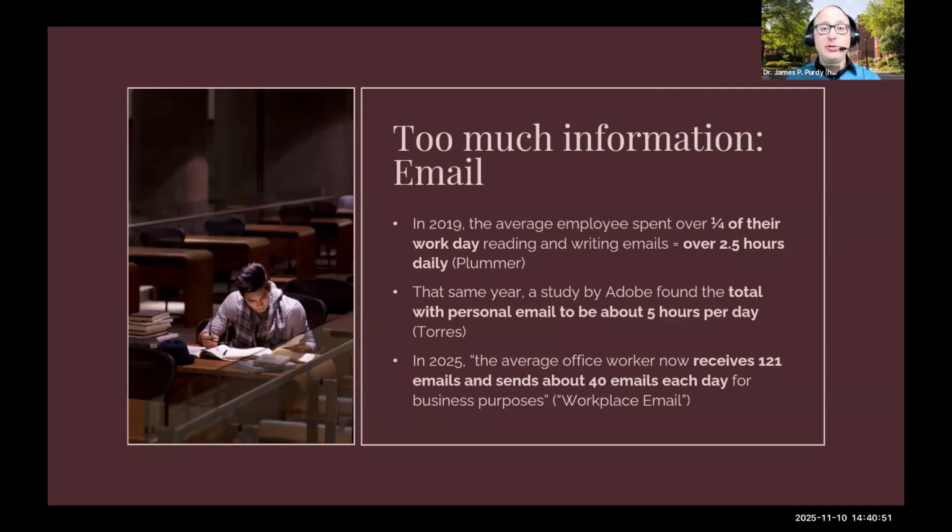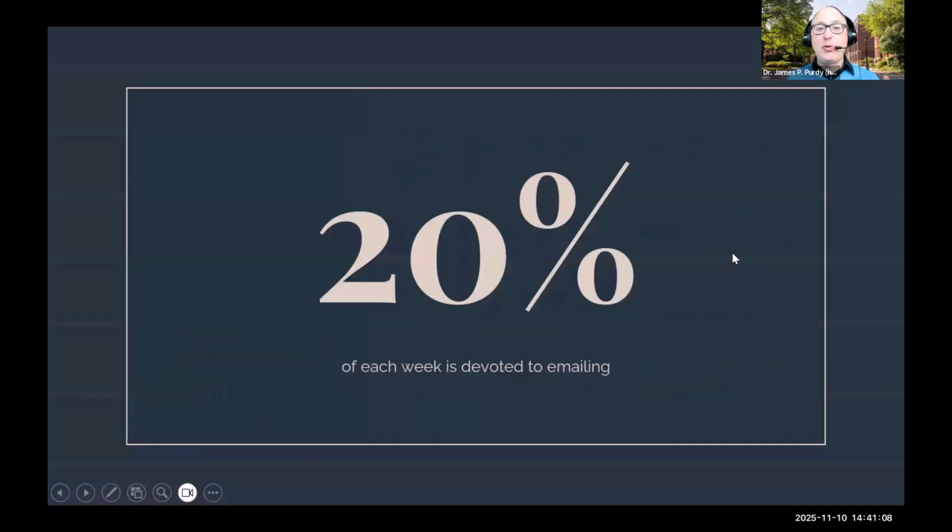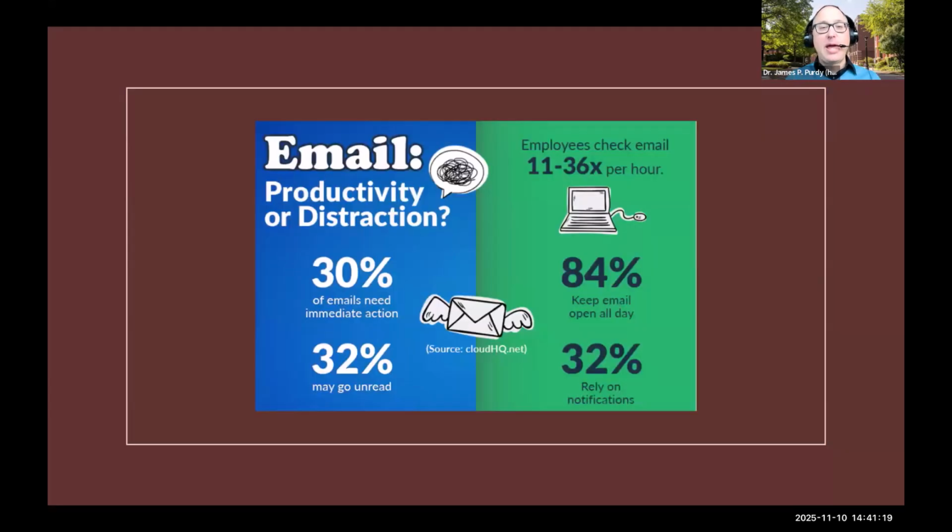A more recent study in 2025 found that the average office worker now receives 121 emails and sends about 40 emails each day for business purposes. So that might resonate with you in terms of your experience. It is significant. So all of this together, 20% of each week is devoted to emailing. So 1/5 of our work time is emailing. And so we need ways to help make this more manageable and doable.